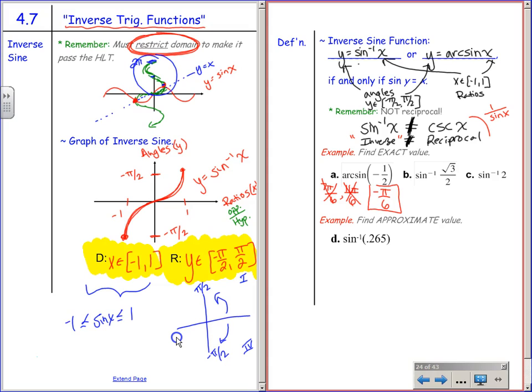7 pi over 6 is 1 and 1/6. Is that bigger than 1/2 pi? Yes. 11 pi over 6 is 1 and 5/6. Is that bigger than 1/2 pi? Both of those are outside the range. So how else do I get to the fourth quadrant if I'm not allowed to go all the way around? Go negative.